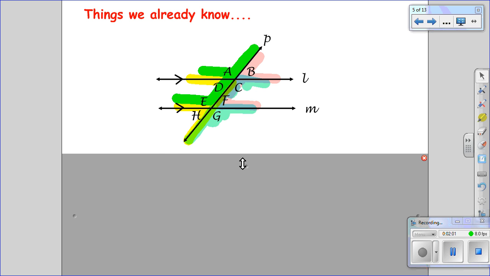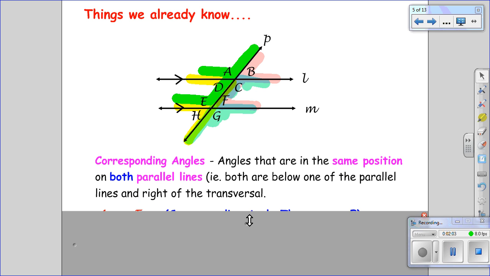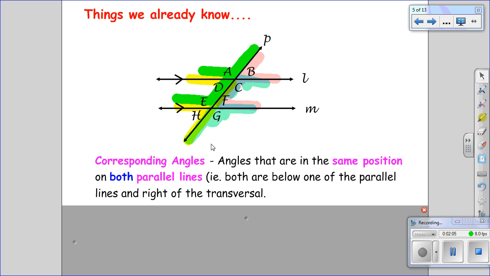Wow, look at all the colors there. Those are corresponding angles. They're in the same position on both parallel lines. So if I look, angle A and angle E are above the parallel line on the left side of the transversal, and they are equal. Angle B and angle F are both on the right side of the transversal above the parallel line.